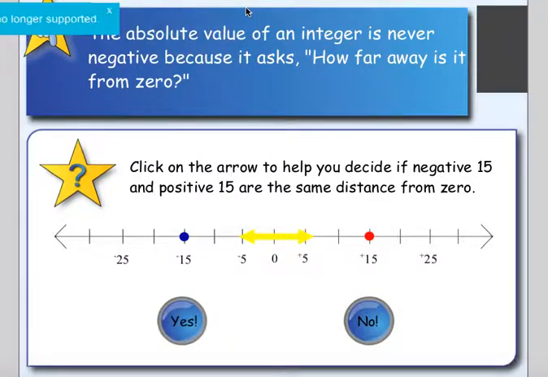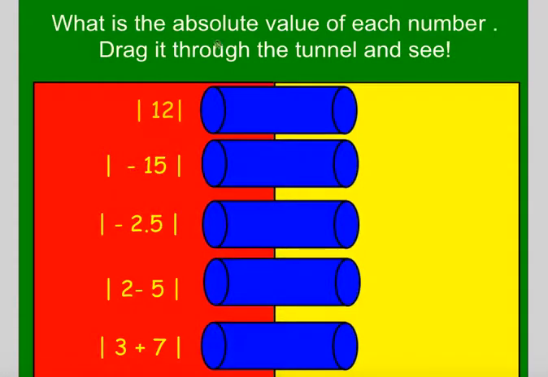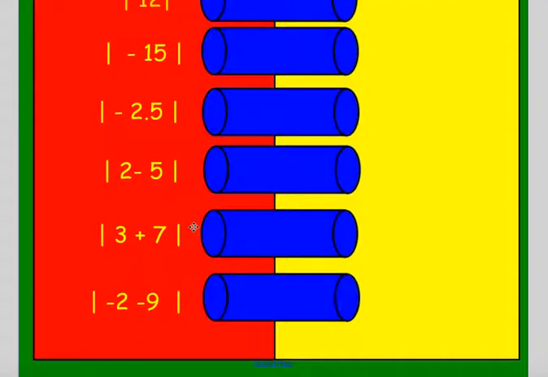So let's look at some examples. If we were given the absolute value of 12, well, 12 is 12 units away from 0, so we get an answer of 12. Let's go down to 2 minus 5. Well, we need to do what's in the absolute values first, just like parentheses. So we would say we really have the absolute value of negative 3. Well, negative 3 is 3 units away. All right, let's look at another one. How about negative 2 minus 9?